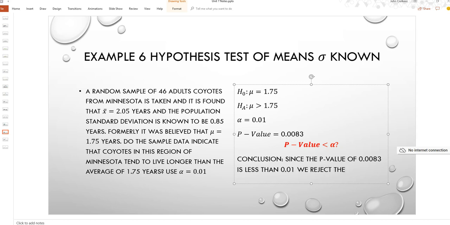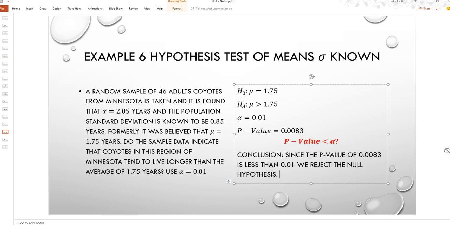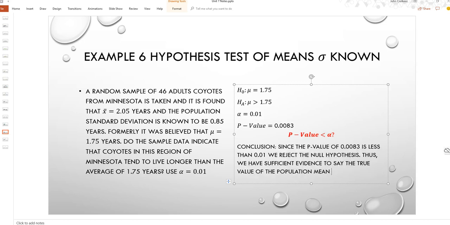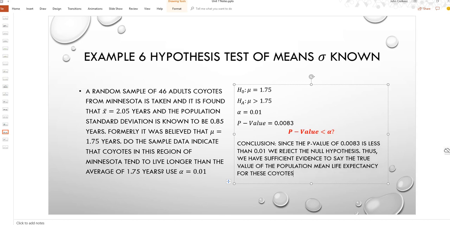we reject the null hypothesis. So since it's less than, we reject. Thus, we have sufficient evidence to say the true value of the population mean life expectancy for these coyotes is, we're looking at greater than, so greater than 1.75. So essentially we're saying, statistically speaking, these coyotes live longer than the others. They live longer than the average.